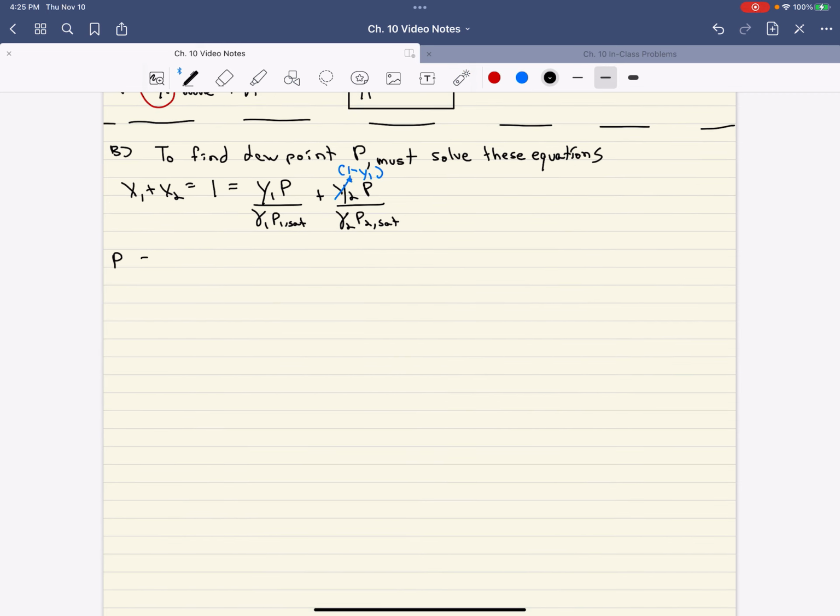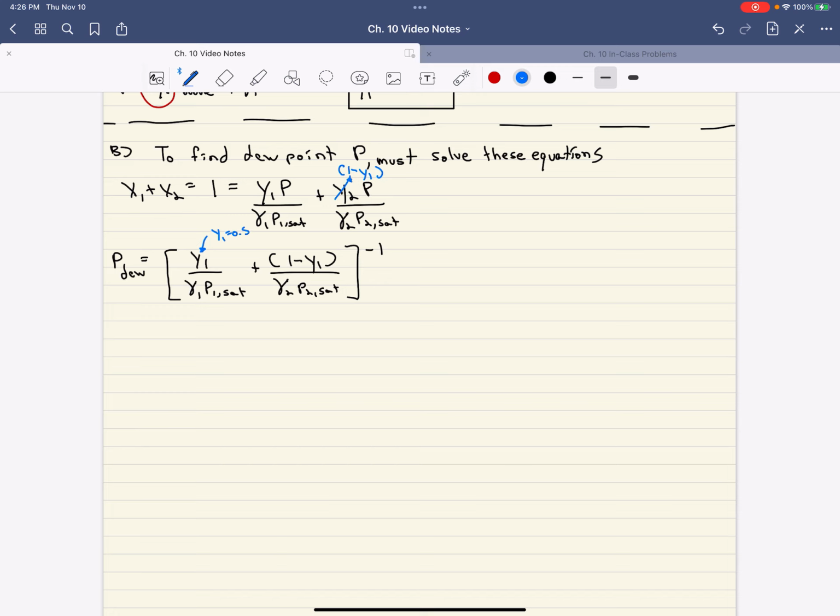So now P is going to be equal to this. Right, and because we're dealing with the vapor phase mole fractions here, the pressure we're going to get is going to correspond to the dew point pressure. Okay? All right, and so to calculate the dew point, we're dealing with an equal molar mixture. So we would plug in y1 is equal to 0.5 here.